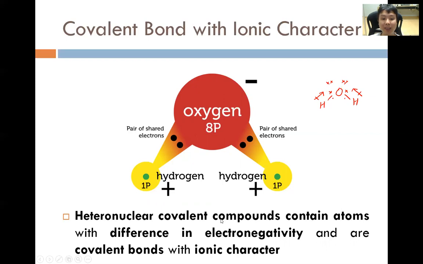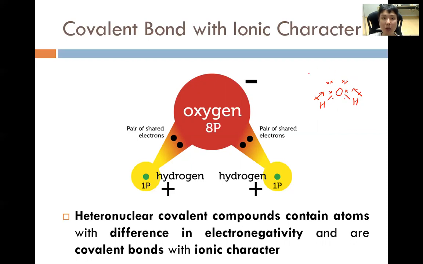Okay, heteronuclear covalent compounds contain atoms with difference in electronegativity. Heteronuclear covalent compounds means that the compound is made up of different types of atoms. So in this case, it's true, it's different types of atoms because it's between oxygen and hydrogen. So they will result in covalent bonds with ionic character and they will result in polar bonds. And I remind you again, we draw the arrow towards the more electronegative element along the bond.